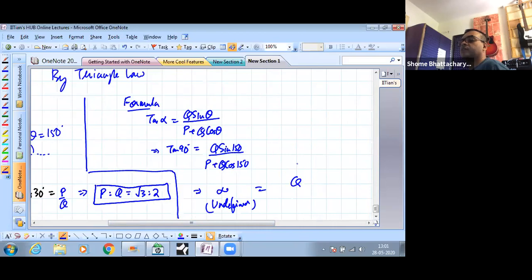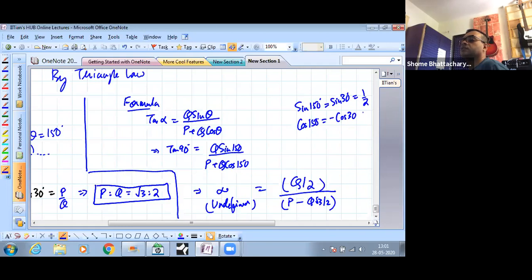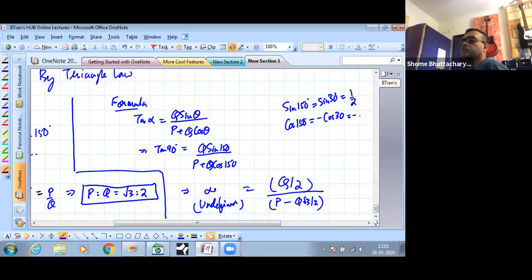Now sin 150 is half and cos 150 is minus root 3 by 2. So you're using the formula that sin 150 is sin 30, so that is half, whereas cos 150 is minus cos 30, that is minus of root 3 by 2. Okay, so that's fine.